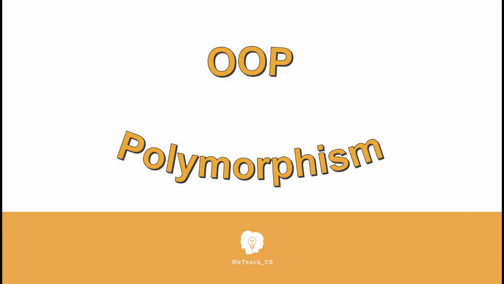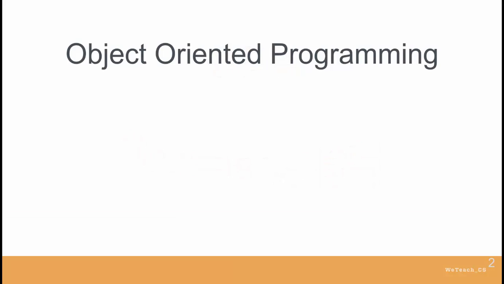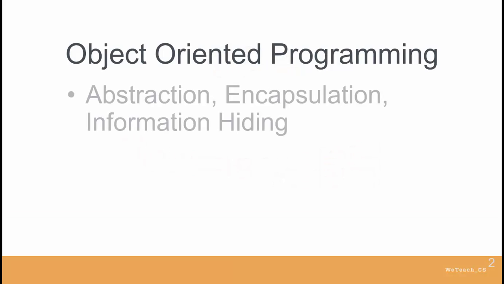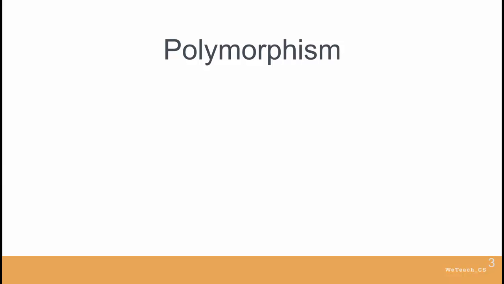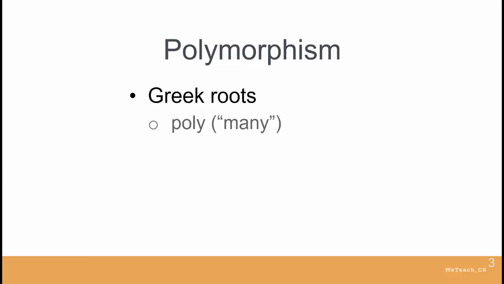In previous lessons, we have discussed two of the three key features of object-oriented programming, namely abstraction and inheritance. Let's talk about the third one, which is polymorphism. This is a term made from the two Greek root words poly, which means many, and morph, which means form, and literally means many forms.